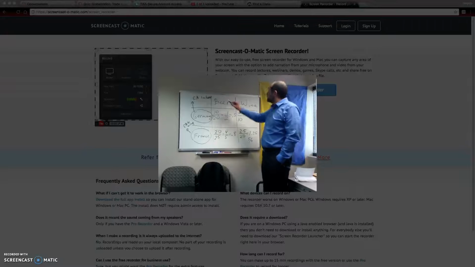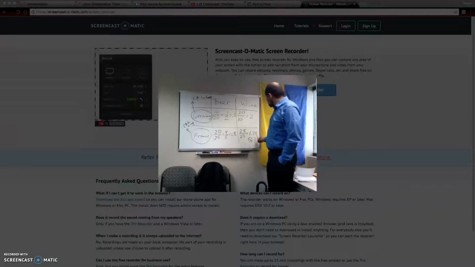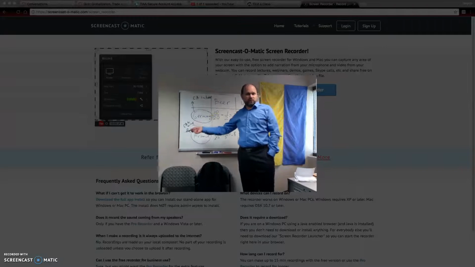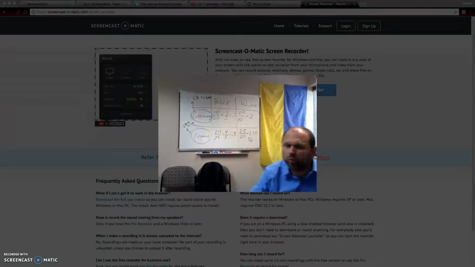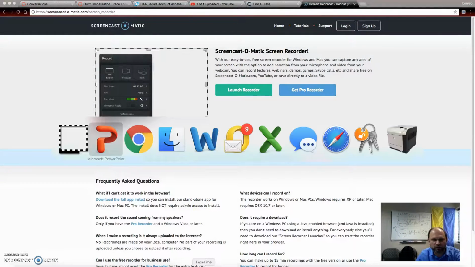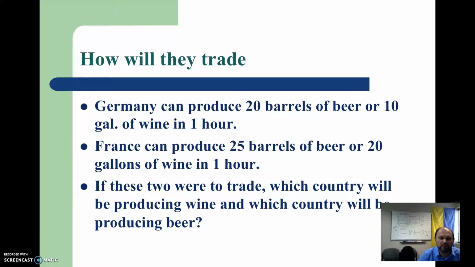It's that simple. Germany has the lower opportunity cost of beer. It has the comparative advantage in beer. It should produce beer. France has the lower opportunity cost of wine. It has the comparative advantage in wine. It should produce wine. Now, the next question that we usually ask is, okay, if that happens, then what should be the price of the good? At which price should our two parties be trading? And that becomes kind of an interesting question.